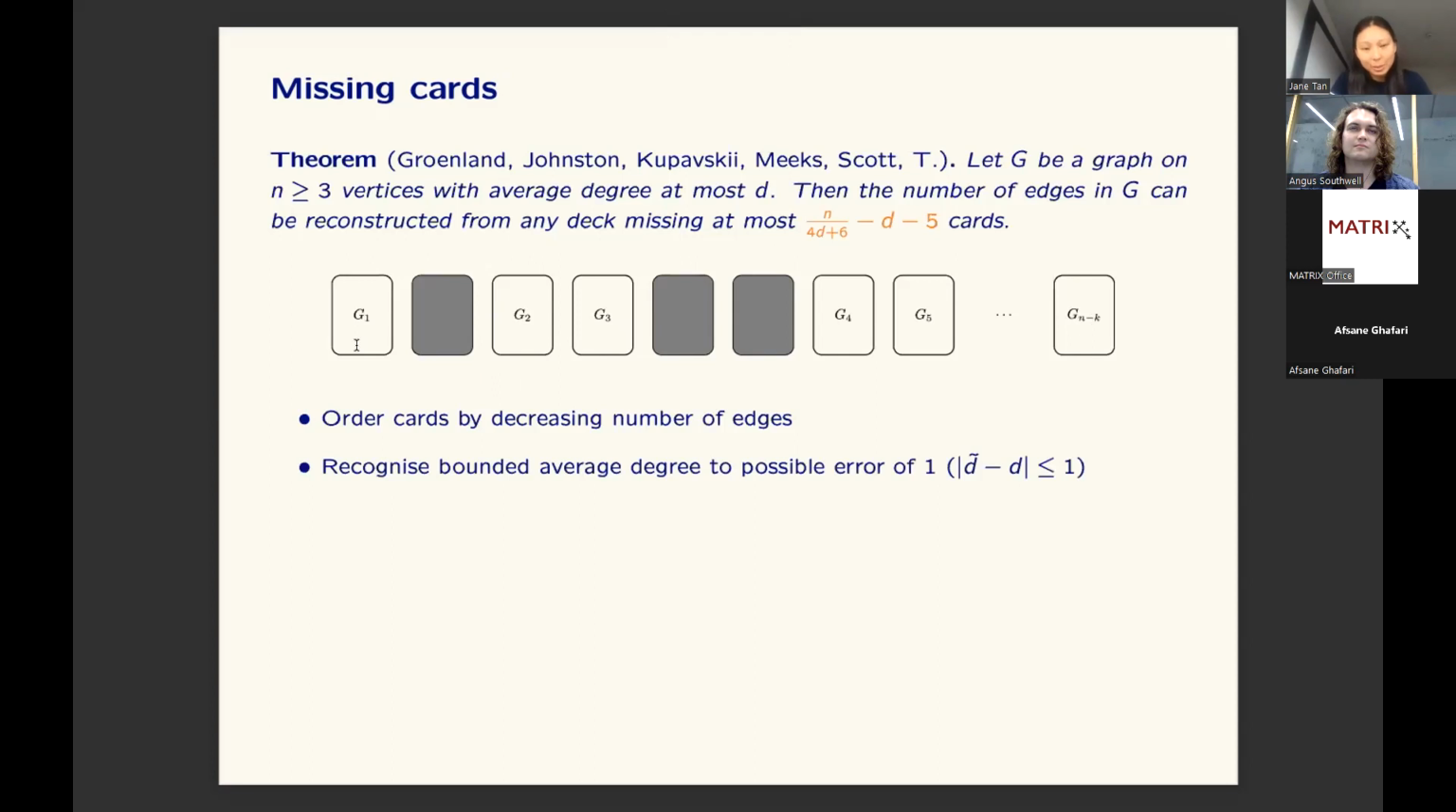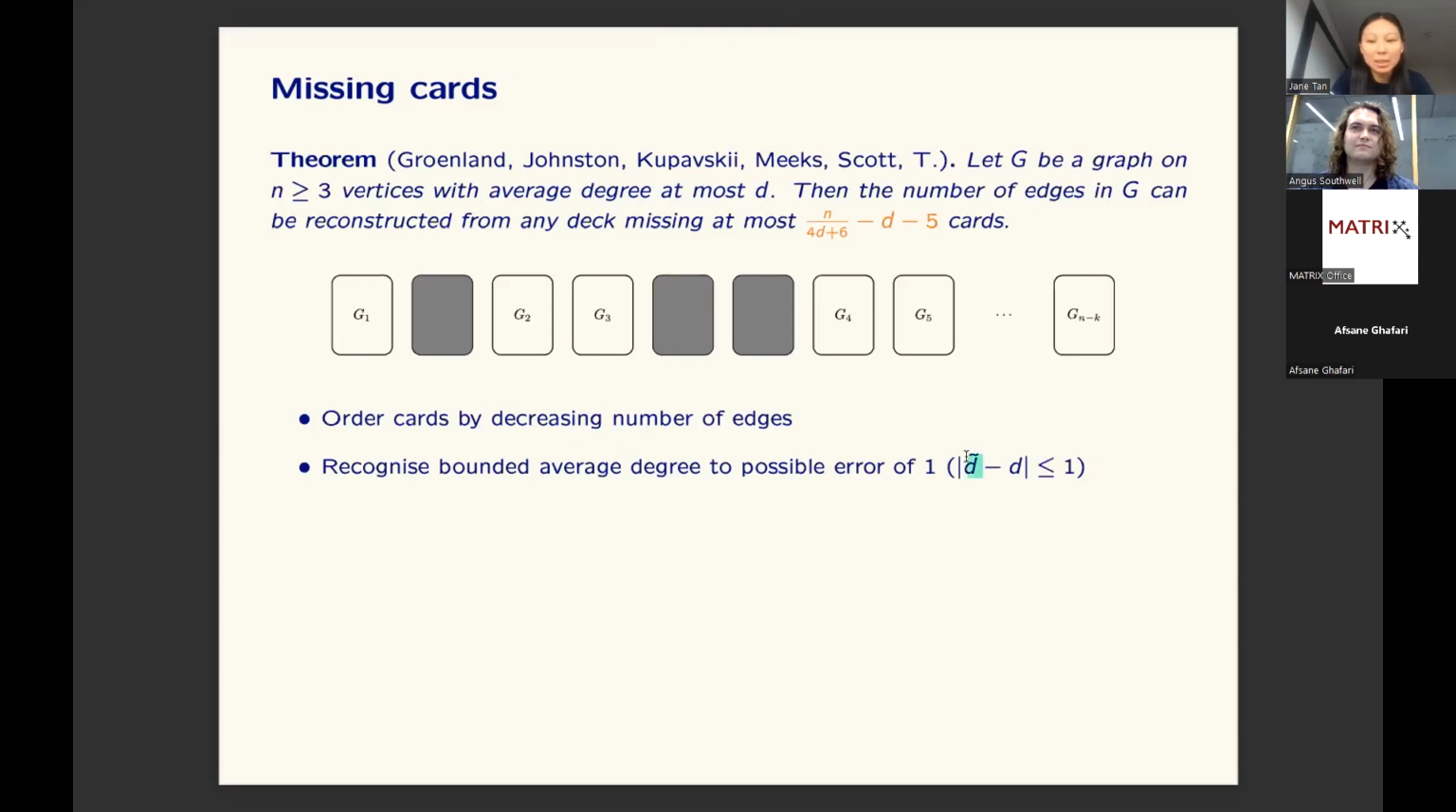So the first thing we can do is recognize the bounded average degree to a possible error of 1. In this statement, I'm not assuming that we know this D a priori, but we really obtain it through the proof. The way to do this is roughly something like the edge counting argument we saw earlier, except that we only see a subset of the cards. So we have to account for the fact that we're not seeing all of the edges. But nonetheless, that's actually good enough to get this bounded average degree pretty close.